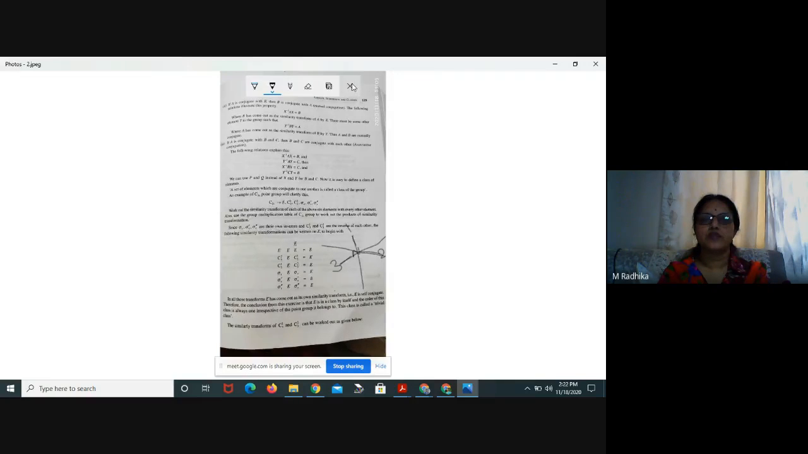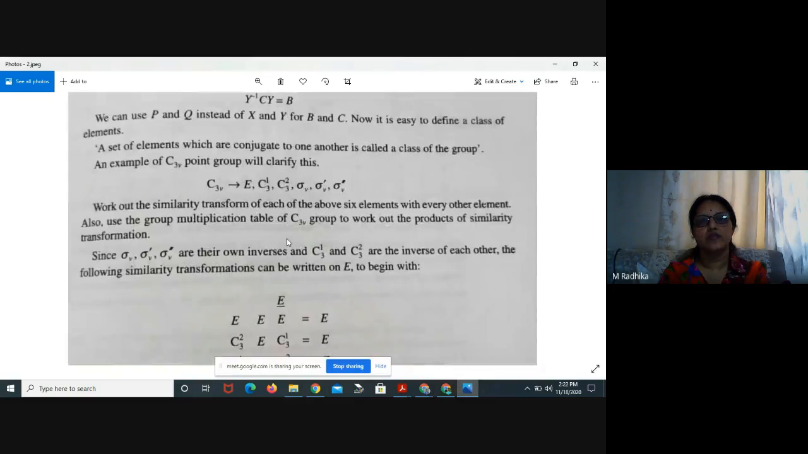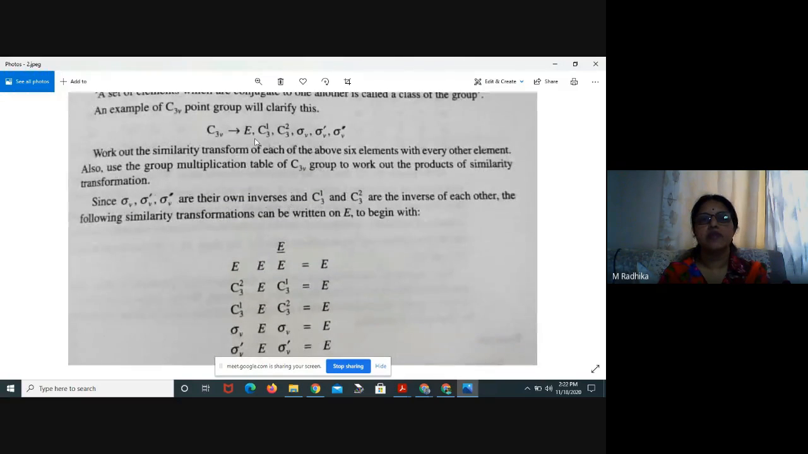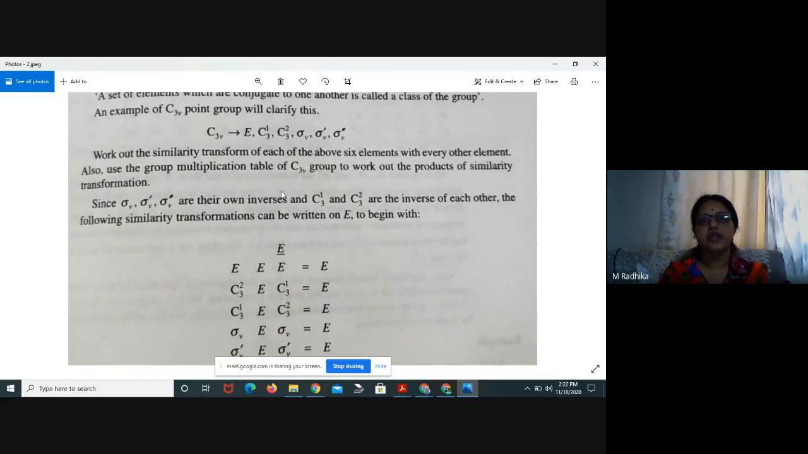We will see first one by one element and do this type of conjugation. So what is that we will do? We will take identity. So in this similarity transformation, we have 6 elements, 1, 2, 3, 4, 5, 6, and with every other element we are going to work out the products using the similarity transformation.